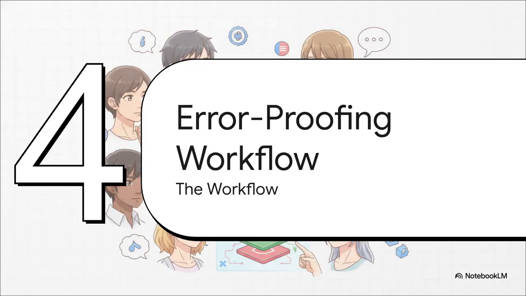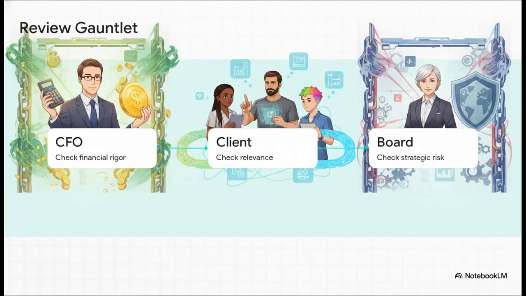And here we are at Section 5, error-proofing your deliverables. Let's actually build the workflow. So, the crucial point here is bringing these individual prompts together into a unified, repeatable system for your high-stakes documents. You literally walk the AI draft through a step-by-step gauntlet. Step 1, the CFO checks for financial rigor. Step 2, the client checks for relevance. Step 3, the board member checks for strategic risk.